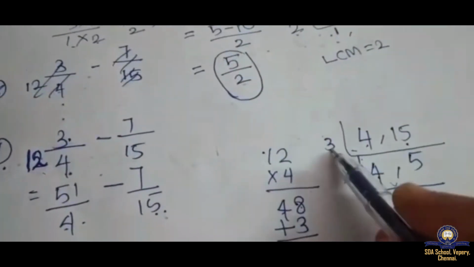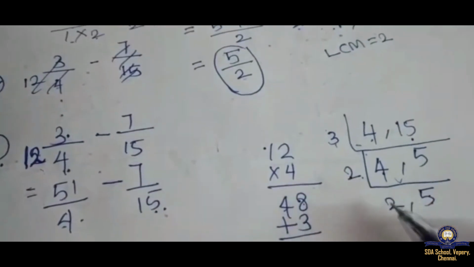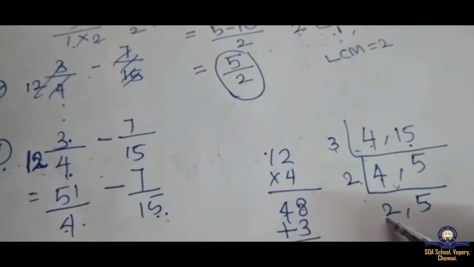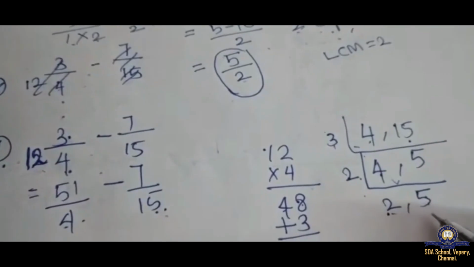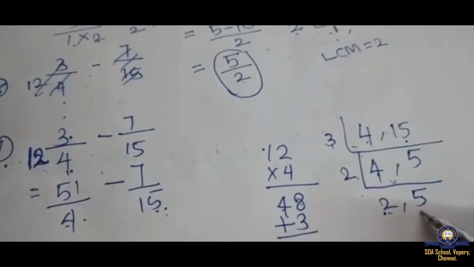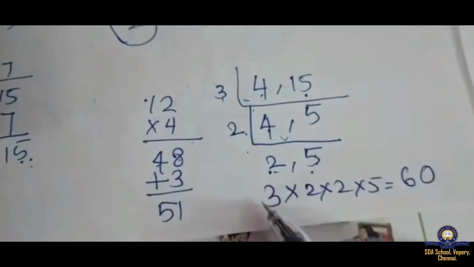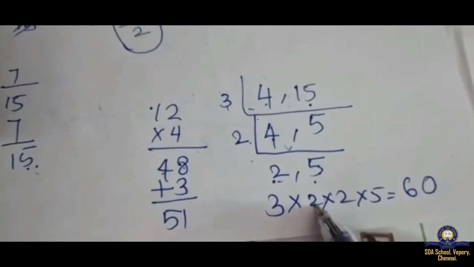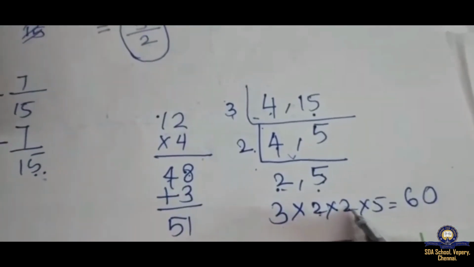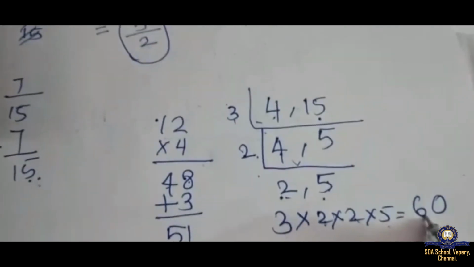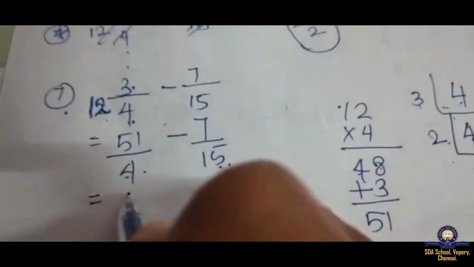Now multiply. Three 2s are 6, six 2s are 12. 12 into 5 is 60. Got it? Now the denominator should come to 60, right? Write it.